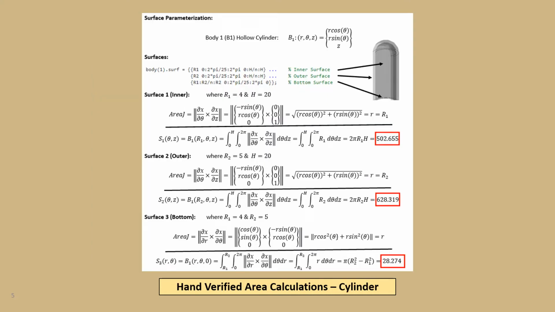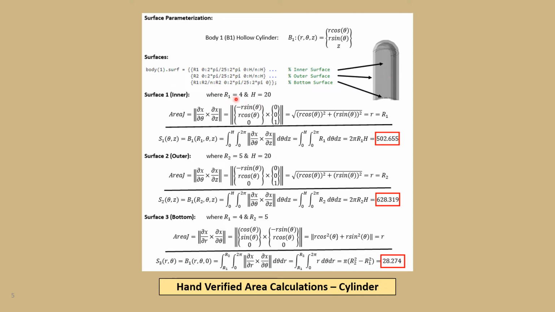Now I'd like to highlight my hand verified area calculations for each of my shapes. Starting with my cylinder, you can see my body parameterization in that top equation, as well as my three total exposed surfaces: the inside, outside, and bottom. Starting with my inner surface, my area Jacobian is defined by the magnitude of the cross product between the partial derivative of my body parameterization with respect to theta and with respect to z. Those two variables are chosen because for my inside surface, my radius will be constantly held at 4.